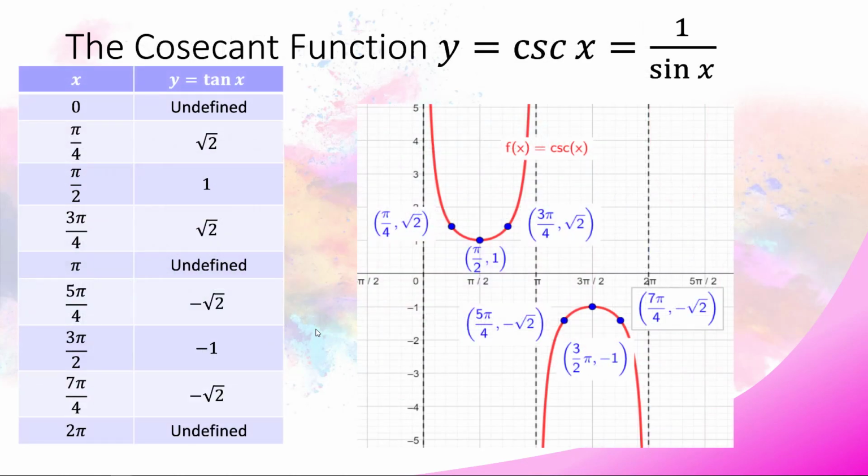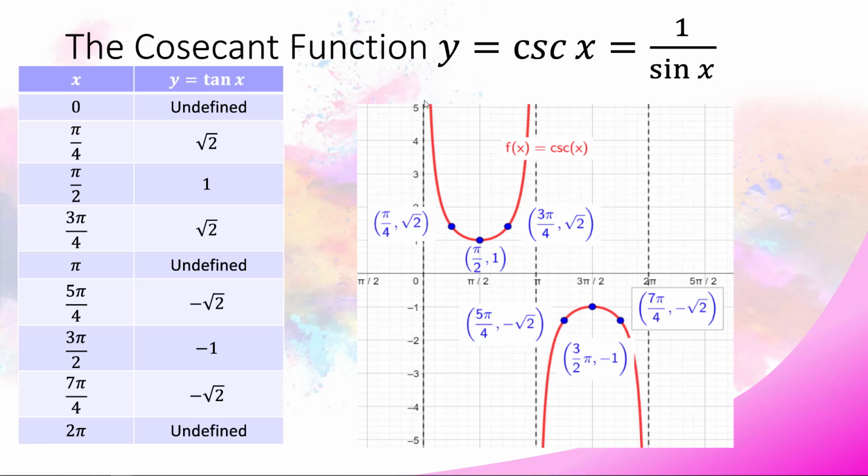Next is the cosecant function. Notice the cosecant function is the reciprocal of the sine function. Therefore, whenever sine is equal to 0, which is at every integer multiple of pi, cosecant is undefined. Whenever sine is equal to 1 or negative 1, which occurs at all odd multiples of pi over 2, then cosecant and sine have the exact same value. And so with that, we can go ahead and walk through some points and plot this.